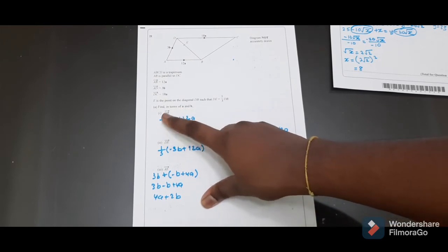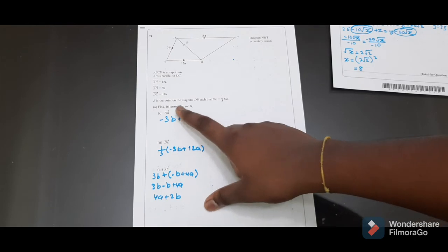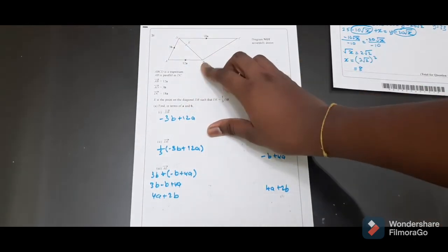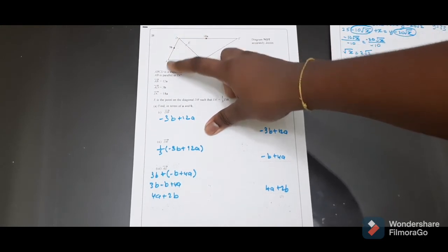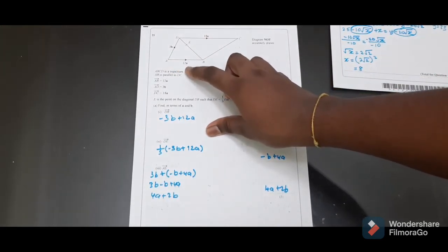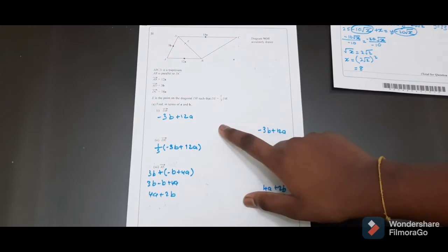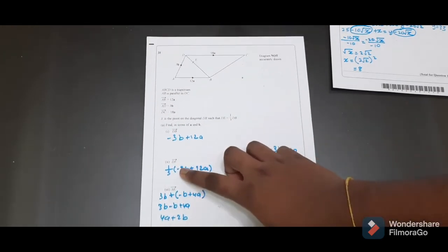DB. Okay, from D you got to go to B. So from D you got to go to B. Very simple. This is positive 3b, right? Minus 3b. This is positive 12a plus 12a. That's your answer.